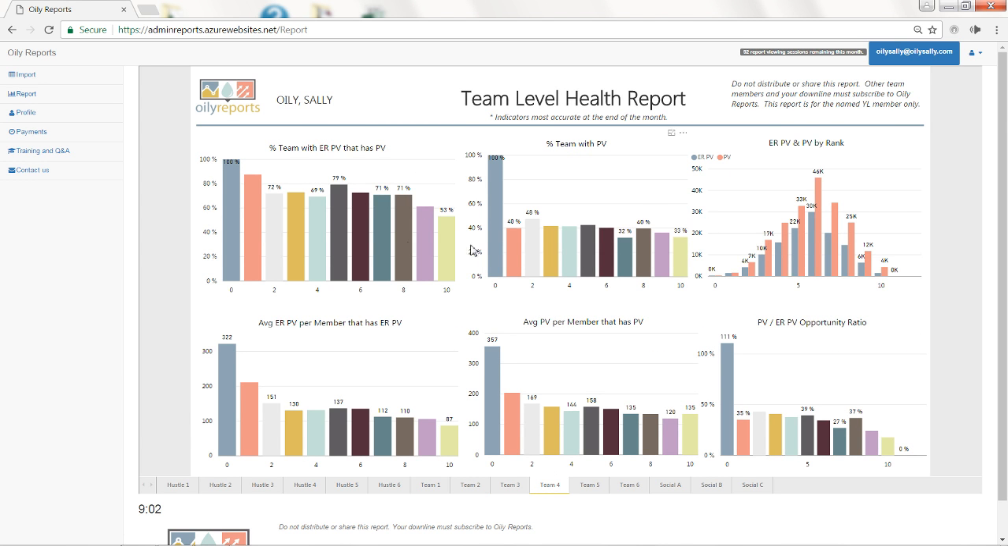I won't go through everything on this report since it's very similar to the last one. But how this report is different is that it's by level. Remember, we were talking about looking at maybe something being off in level 7, and you can actually see that right here, because here's the average ER per member that has ER, and you can see it chugging along through levels 3, 4, 5, 6. It's all averaging around this 136, 137 range.